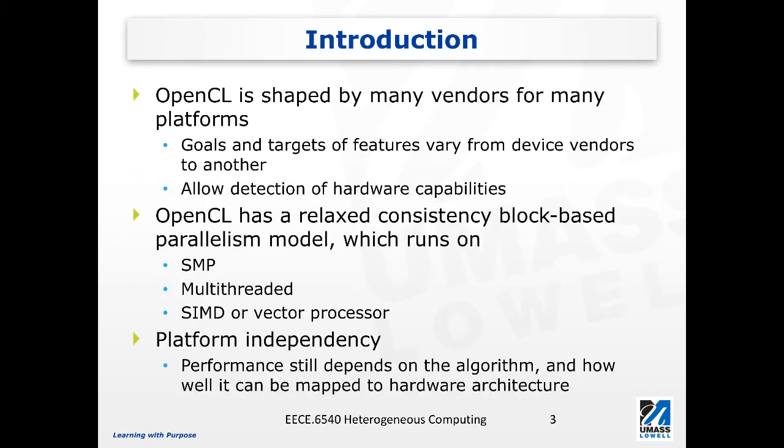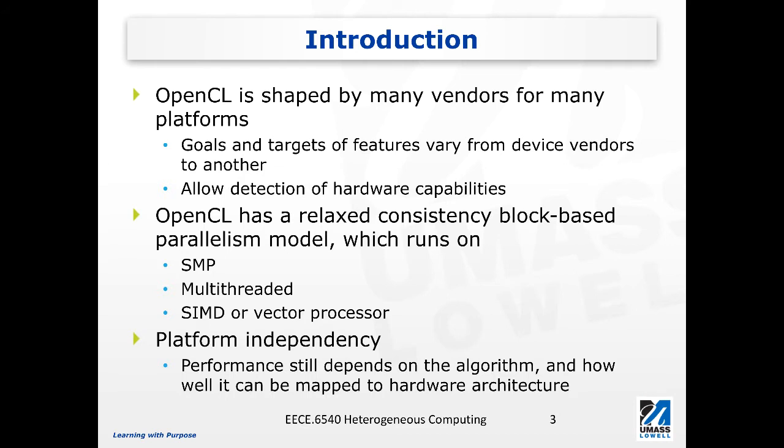OpenCL was proposed about 8 years ago by a group of industry partners. OpenCL has been shaped by many of these vendors from the beginning because the vendors have different products. So the goals or target features of OpenCL may vary from one device vendor to another. However, OpenCL allows detection of hardware capabilities. So the unique features from these vendors can be explored by OpenCL platforms and also in applications implemented using OpenCL.